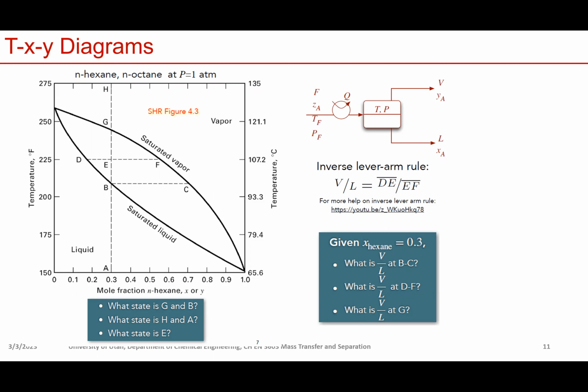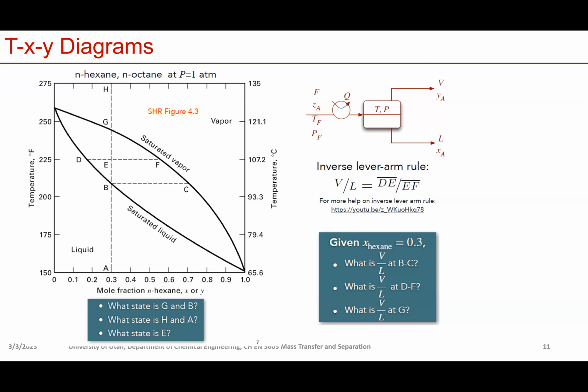So today we'll continue to talk about the single stage equilibrium process. Before I dive into today's content, let's do a quick recap of what we learned in our last lecture. We talked about the TXY diagram and the XY diagram in detail. In a normal TXY diagram, we have temperature as a function of the mole fraction, either in the liquid or vapor phase.